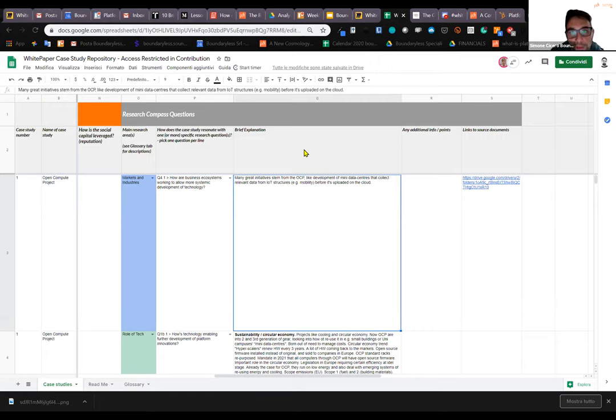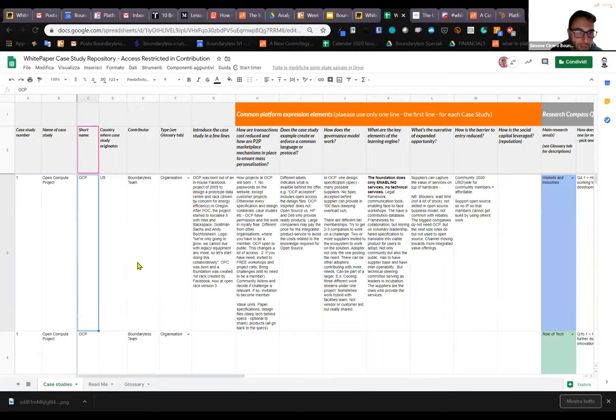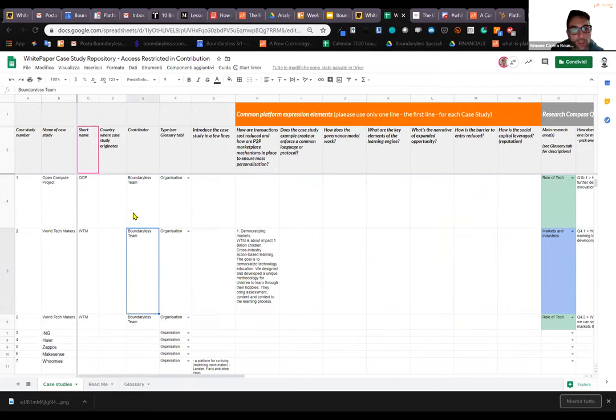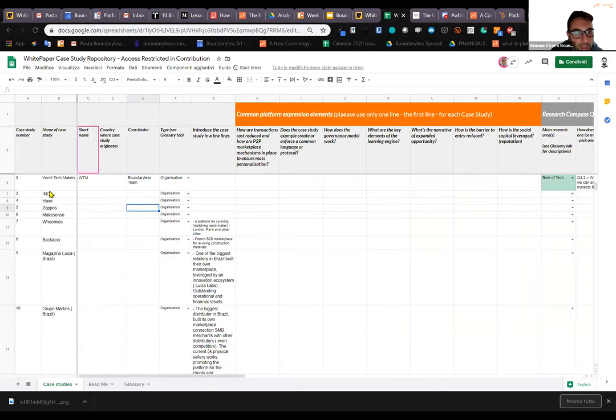All the data you find in the table now is really initial. We're starting the research these days, so don't expect that what you find now is final. We're still working on the case studies signaled by the Boundaryless team. In the rest of the file, you already find a list of case studies that we have identified, and some others are case studies that you have identified. We haven't yet had the chance to put the names here, but we will do that, or you can do that.